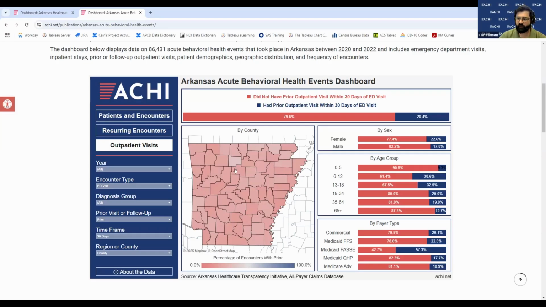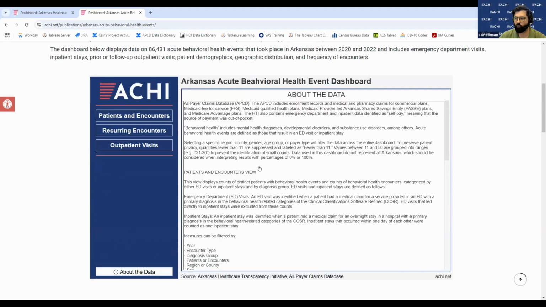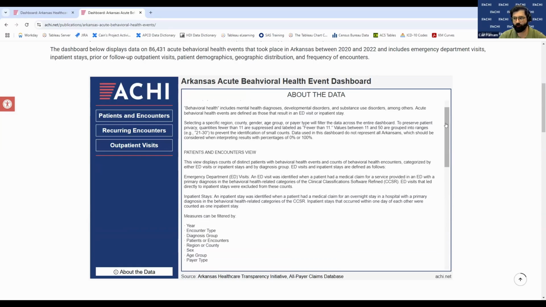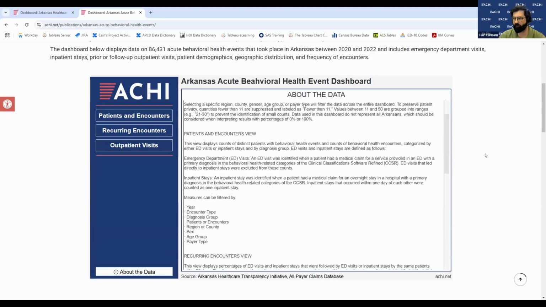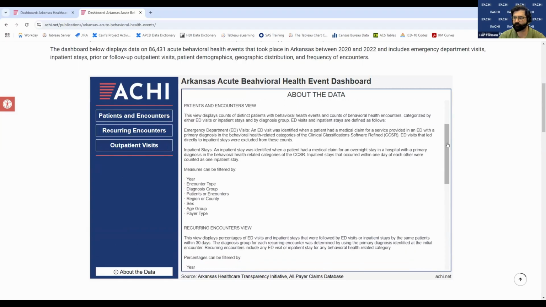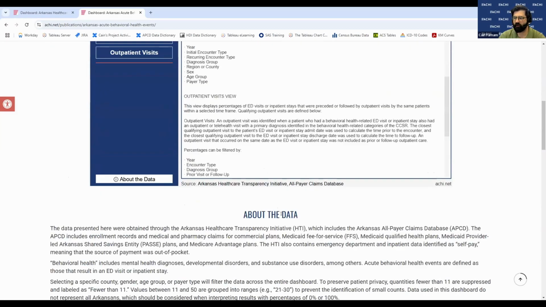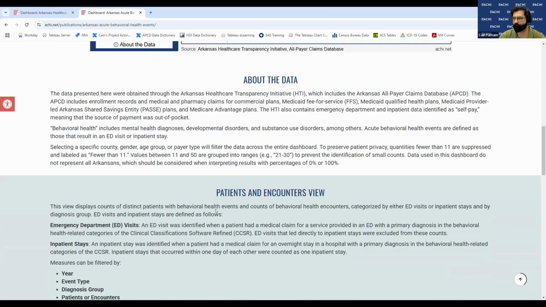And then similar to the last dashboard, we have a more detailed explanation of what gets you into the dashboard, what data are included or excluded, and there's a by-view breakdown of the measures that are included, as well as the demographics. And it has its own webpage below as well.